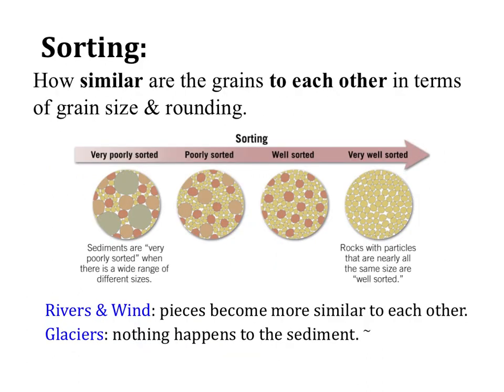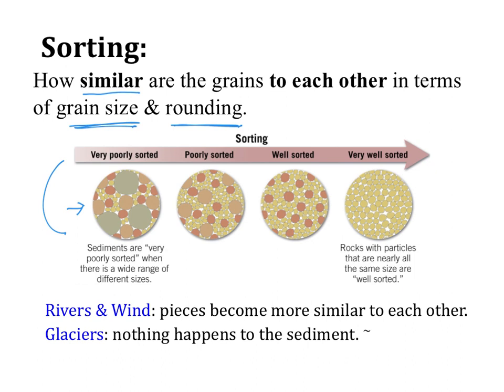So sorting was the third characteristic we look at, and this is how similar the grains are to each other. Usually in terms of grain size is the primary thing, and somewhat in terms of rounding. So this image here is just using different sized spheres or circles to show the effect of sorting. So we start out with something that's very poorly sorted because it has lots of different size circles in it.